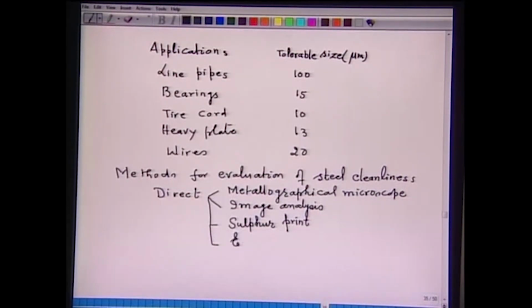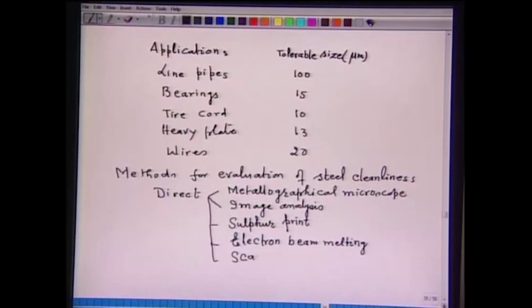Still another method is electron beam melting. In the electron beam melting, the sample is melted under vacuum by electron beam and inclusion floats, and from there one can find out what is that inclusion. Another direct method is scanning electron microscope. In this particular method, the importance is sample preparation, and the sample can be seen under the scanning electron microscope, and the image can be analyzed for the size, type and size distribution of inclusions.